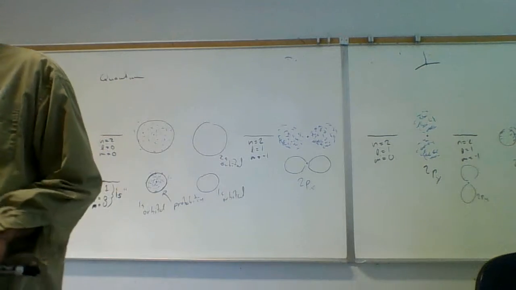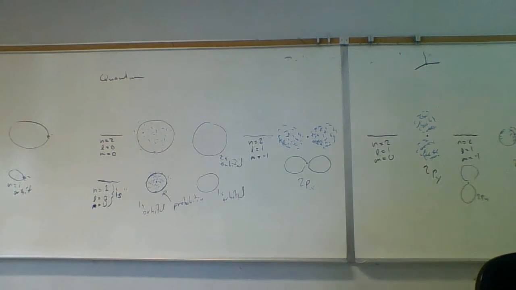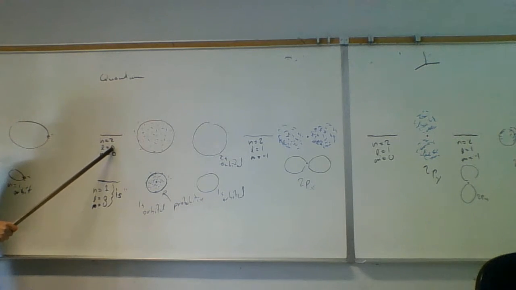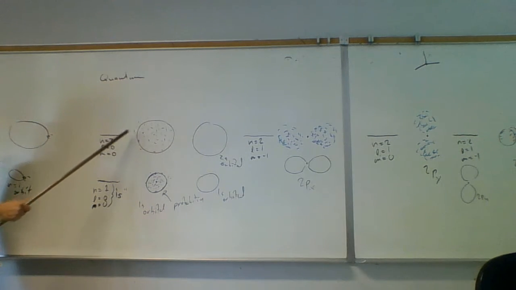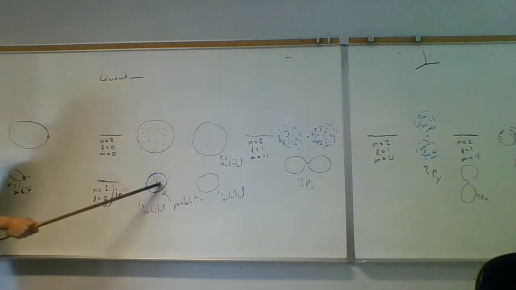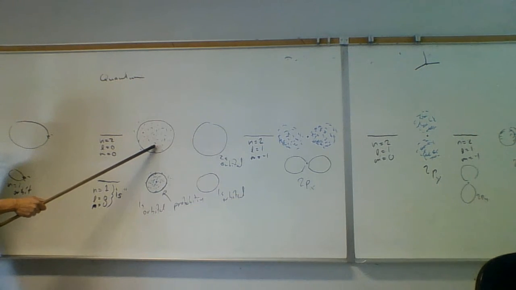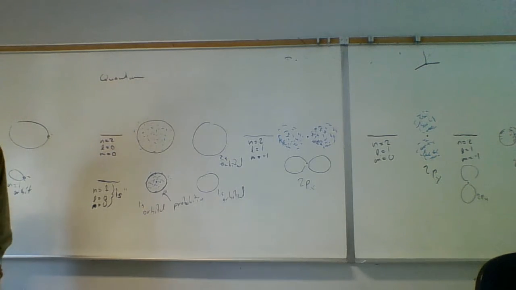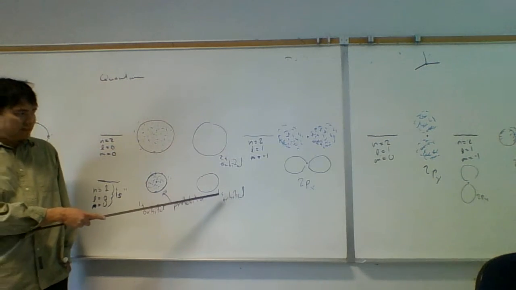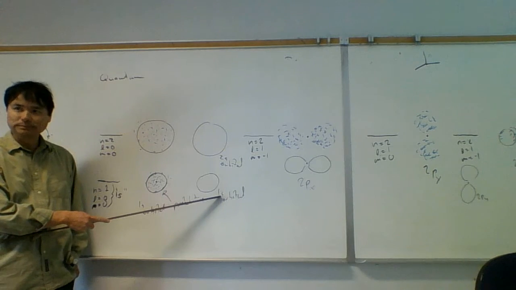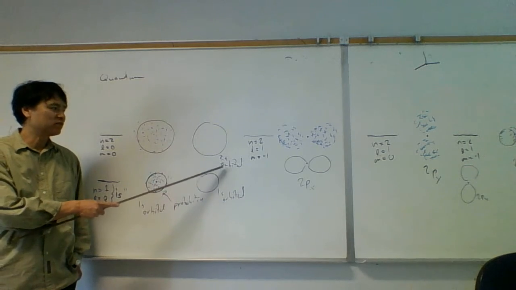What do you think L is telling you? Just look at this and tell me what L is telling you. The shape. L is telling you the shape of the probability distribution. When L is equal to 0, it's spherical. So L is equal to 0 here, it's spherical. This s, what do you think the s stands for? A lot of people think the s stands for spherical.